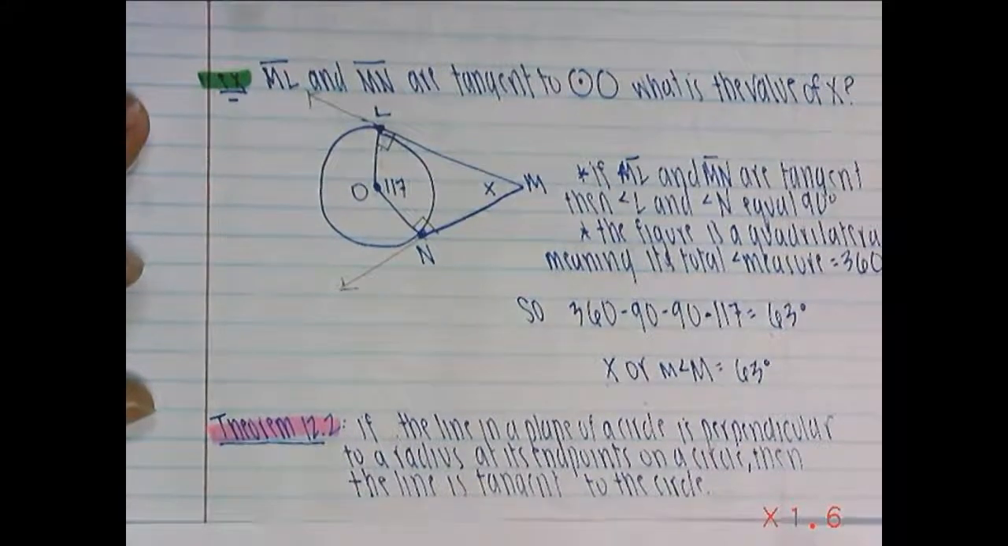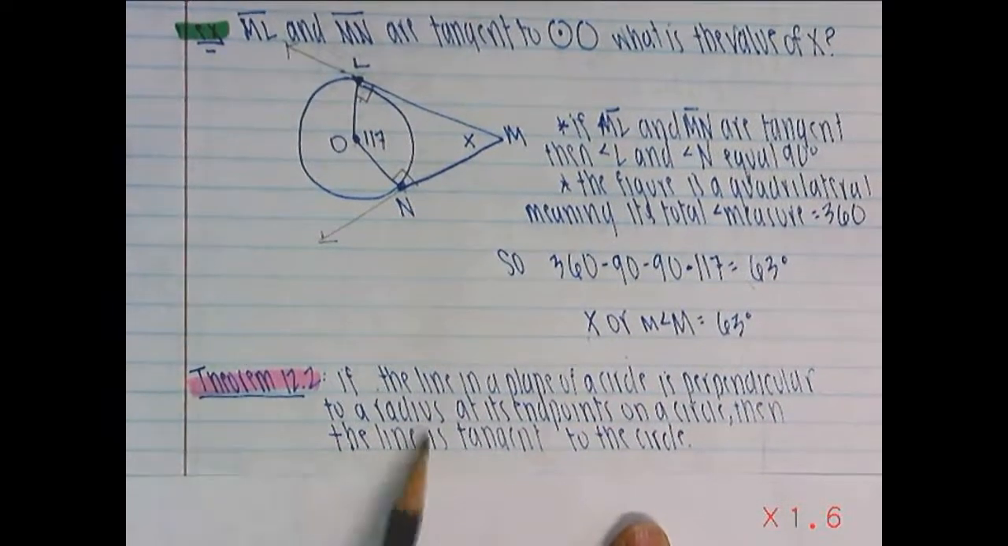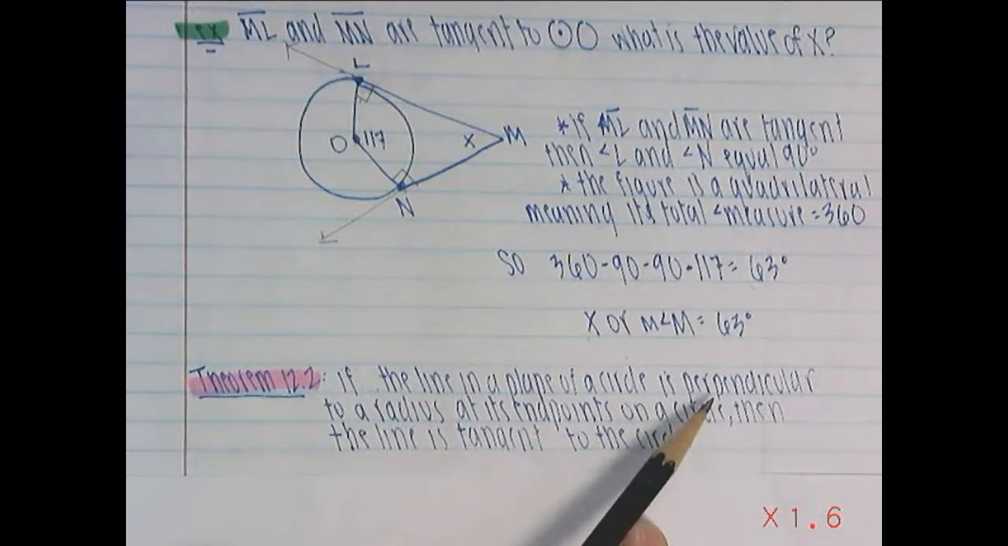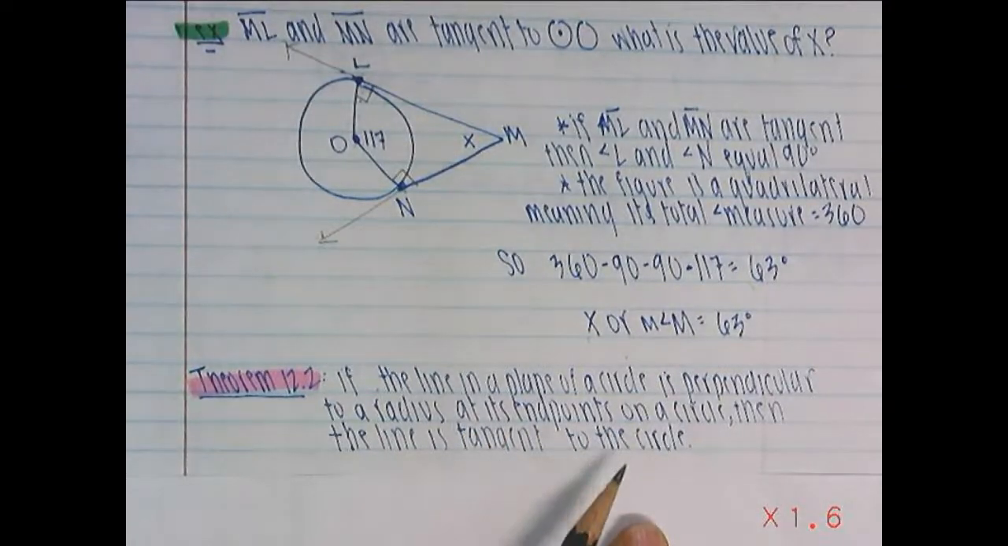All right, the next one is Theorem 12.2. If a line in the plane of a circle is perpendicular to a radius at its endpoint on the circle, then the line is tangent to the circle. So we're saying if a line is perpendicular to the radius of a circle, then that line must be tangent to the circle. Well, how does that apply?